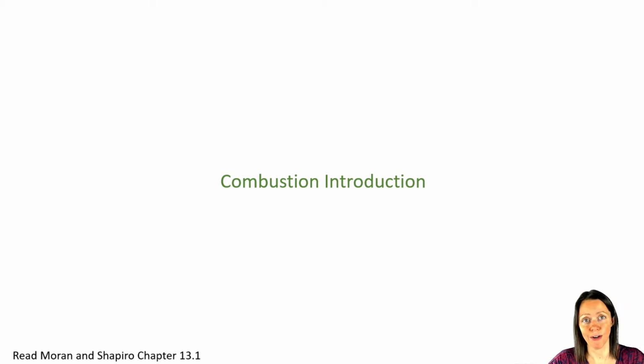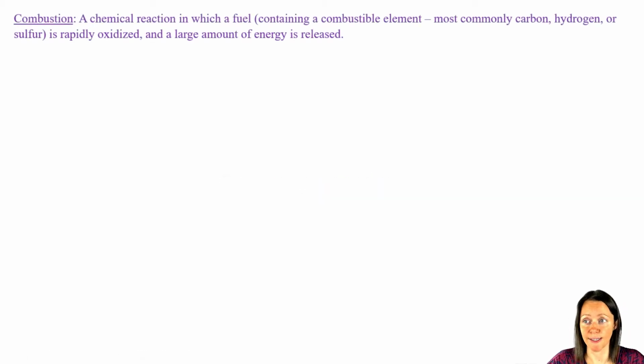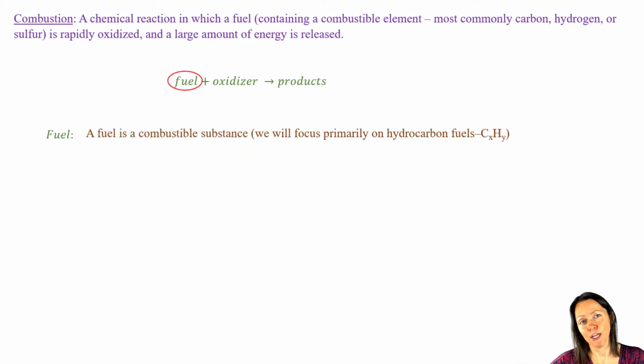Right, so we're going to start talking about combustion. Combustion is a chemical reaction in which a fuel is rapidly oxidized and a large amount of energy is released. So you've got fuel plus some oxidizer gives you the products of combustion. The type of fuel that we're going to talk about most commonly in this class are hydrocarbon fuels, and that's just some mixture of hydrogen and carbon.